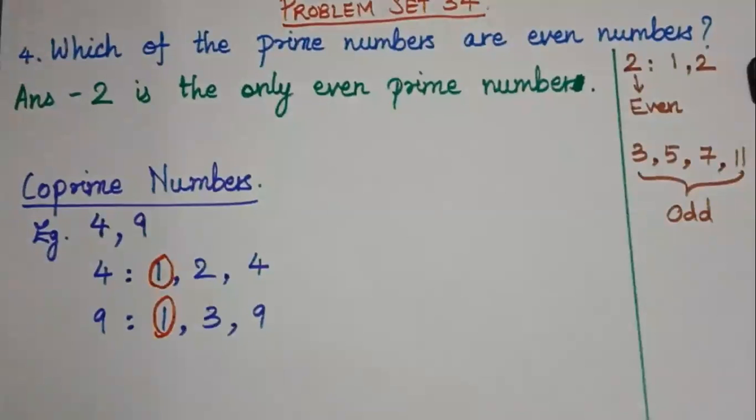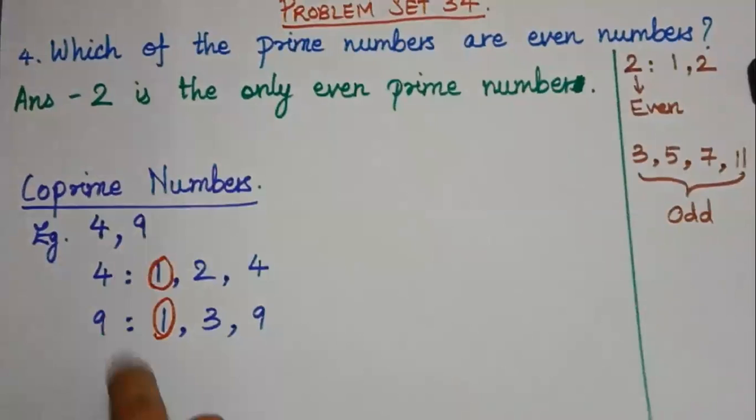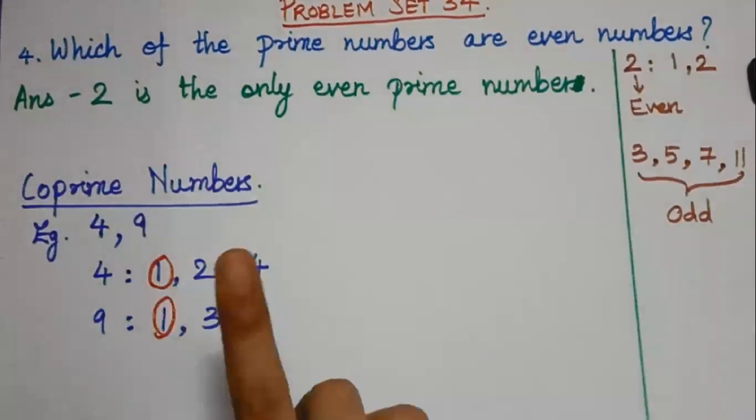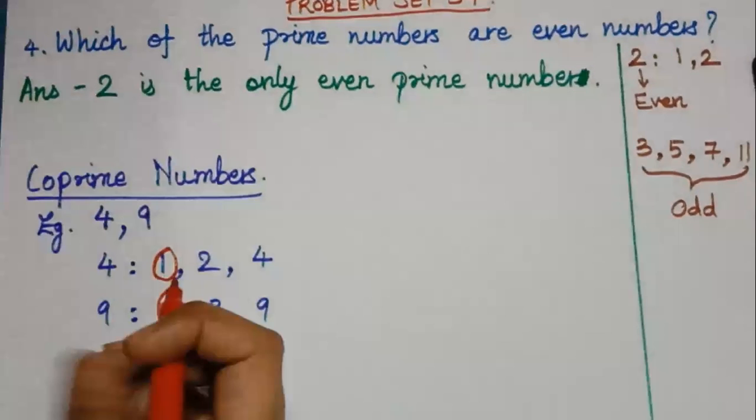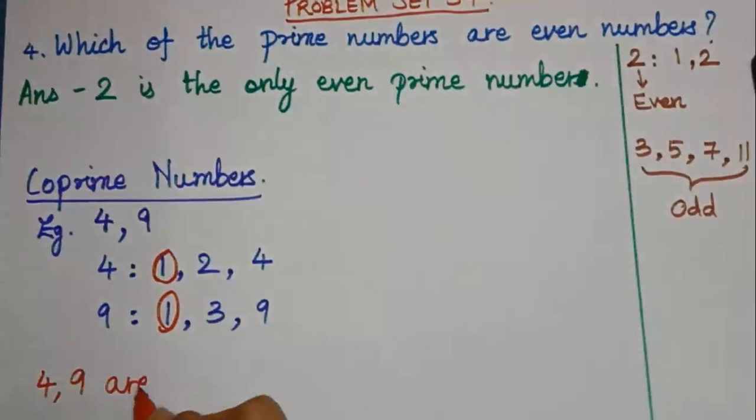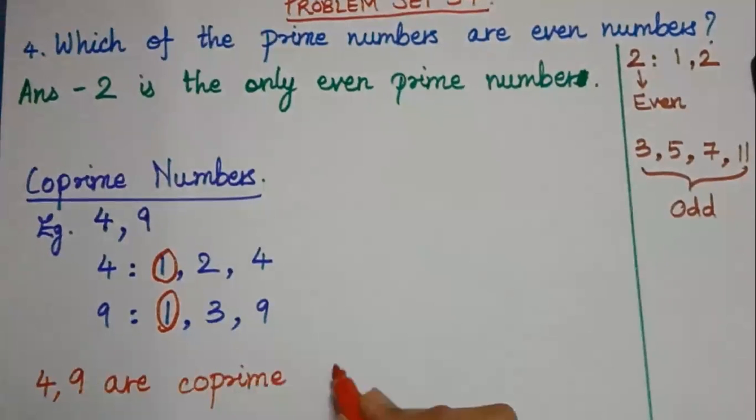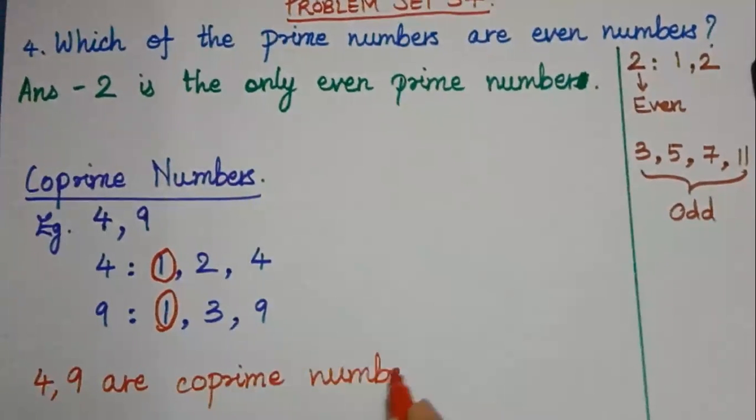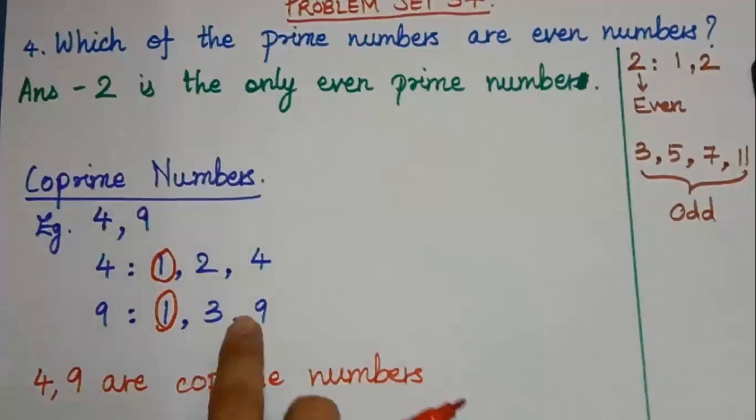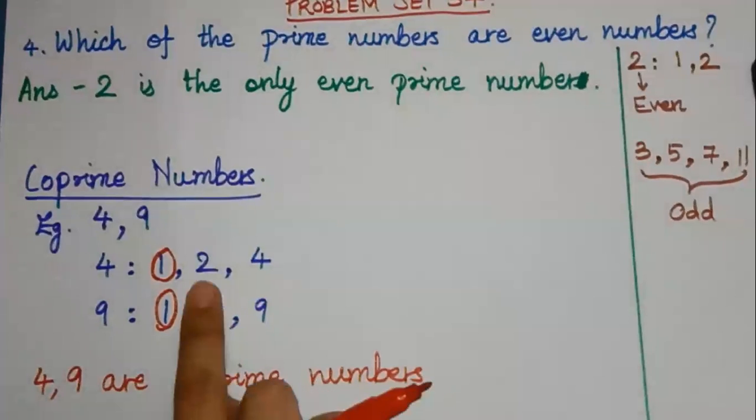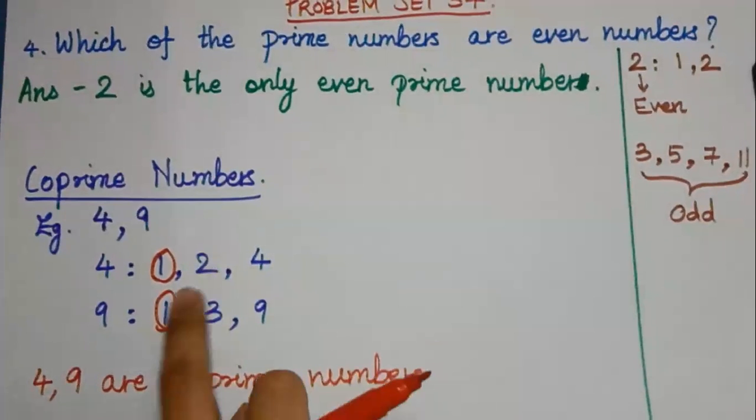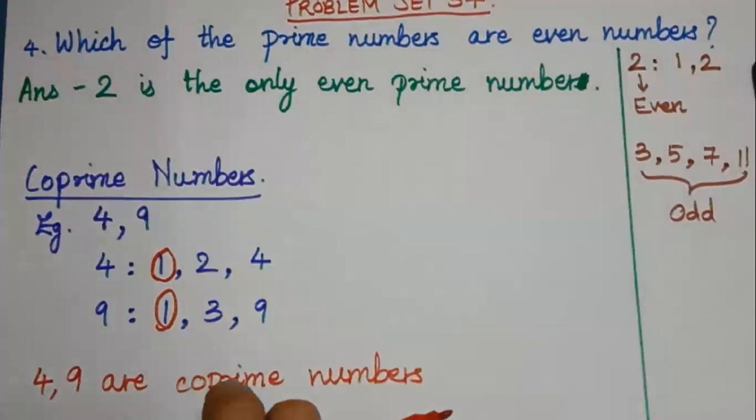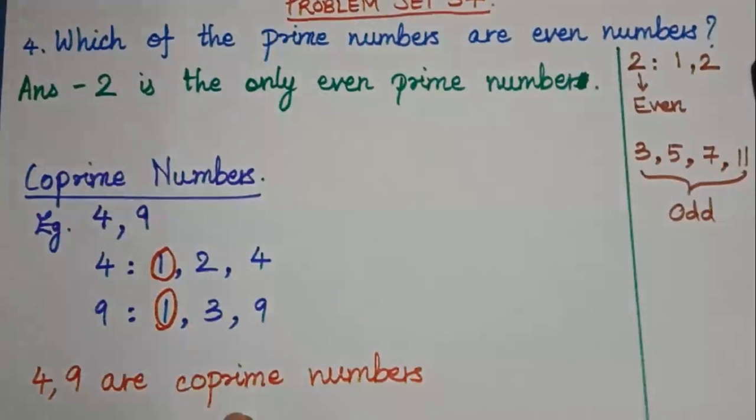Okay, so if a pair of numbers, 4 and 9 over here, have a common factor that is the number 1, then this pair of numbers are co-prime numbers. So the numbers 4 and 9 are co-prime numbers. If apart from 1, there is another number which is also common, let's say if I have 2 over here and 2 here as well, then that means there is more than one common factor. There are 2 common factors now, and so this pair of numbers is not co-prime.